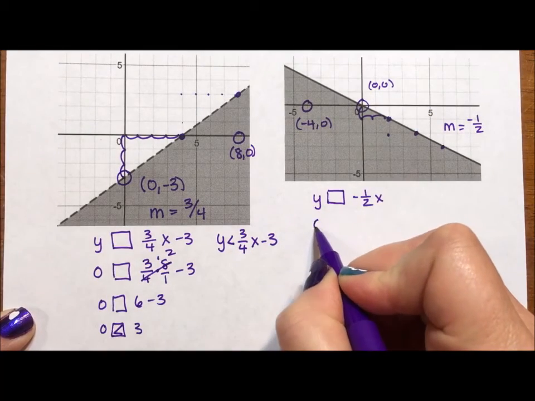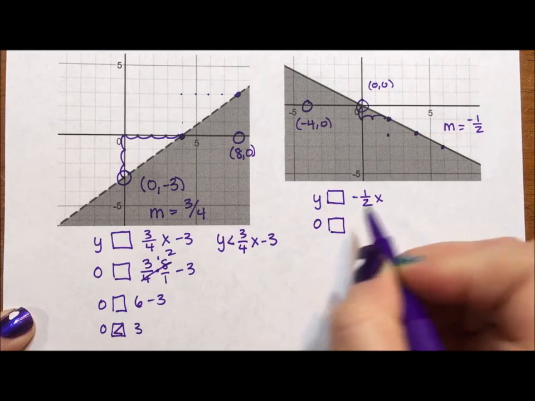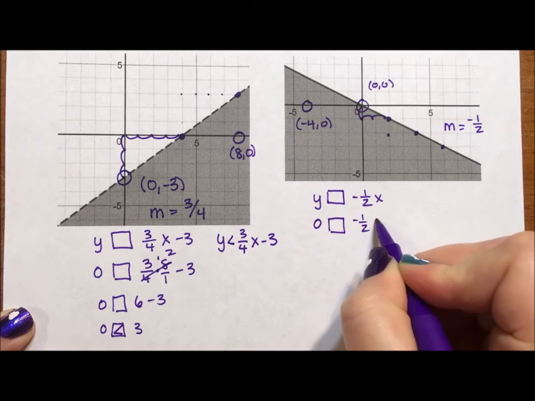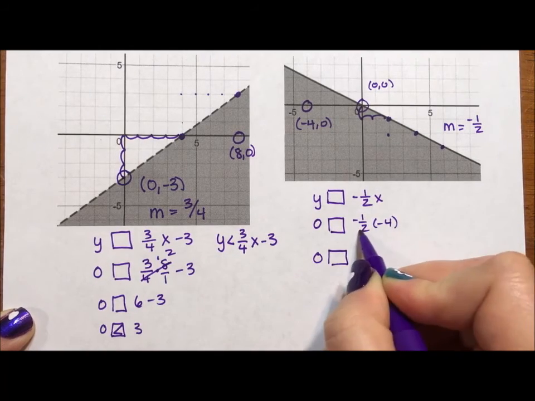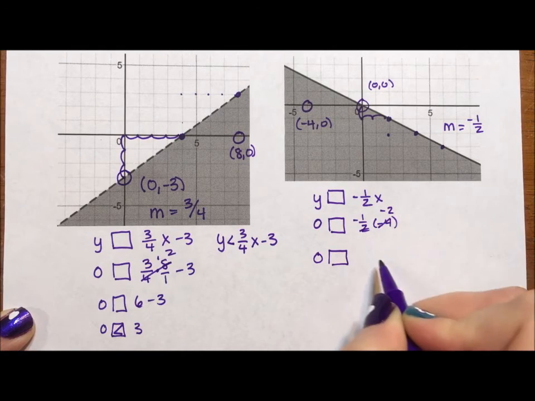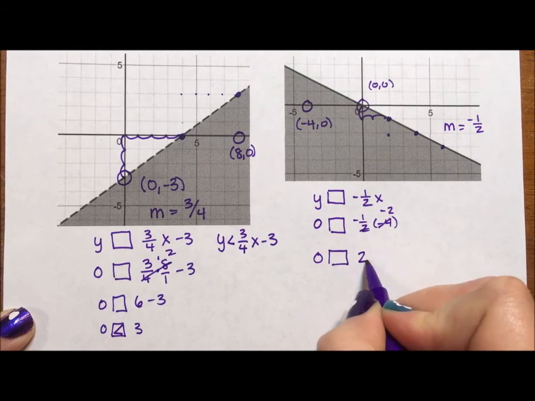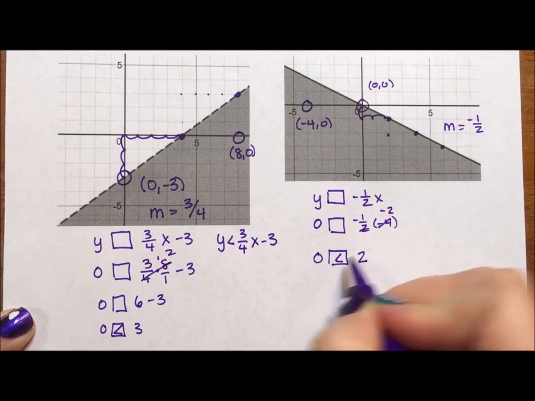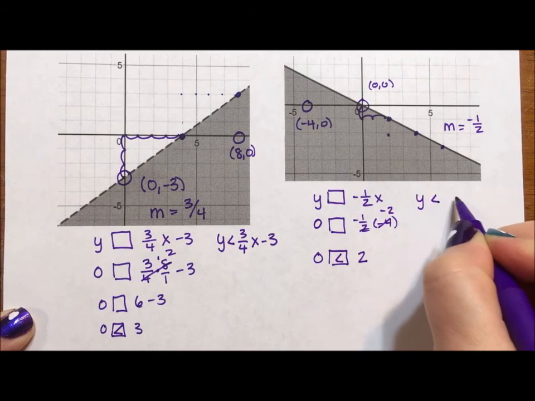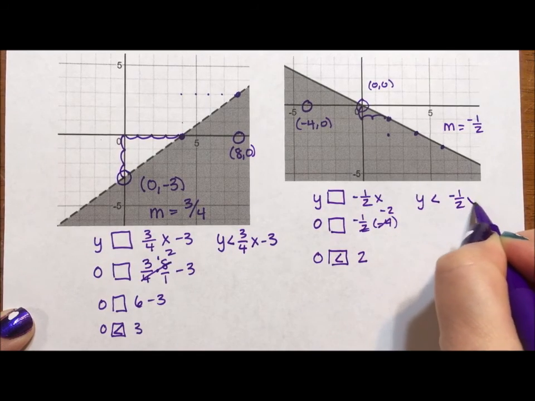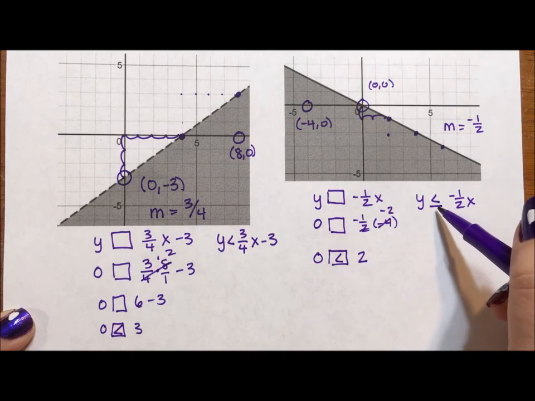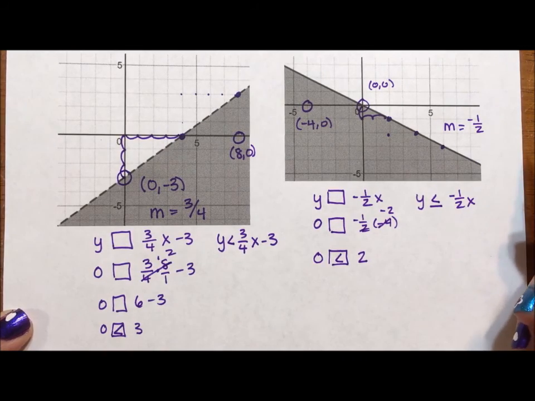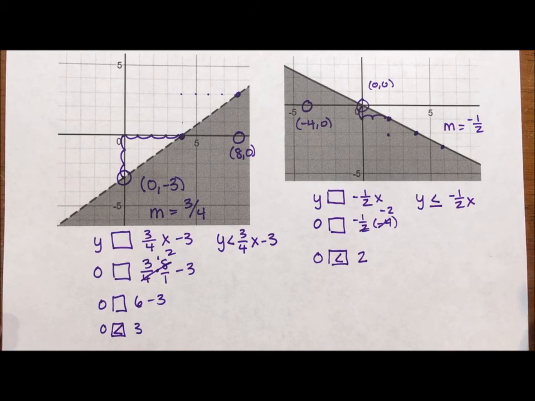All right, if y is 0, this has to be true: -1/2 times -4. 0 is what of -2 times -1? 0 is what of 2? Well, 0 is less than. So y is less than -1/2 x. But because this is a solid line, we put an equal sign, so it's less than or equal to -1/2 x.